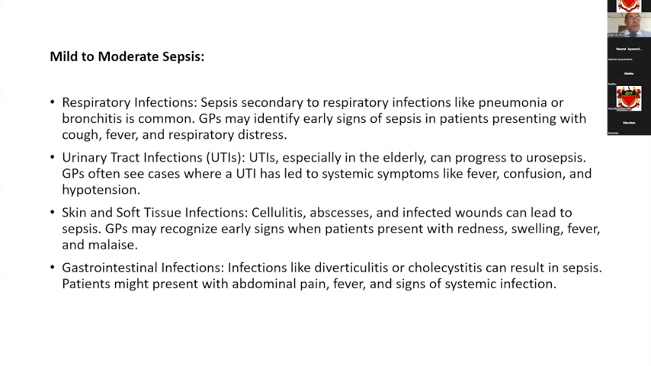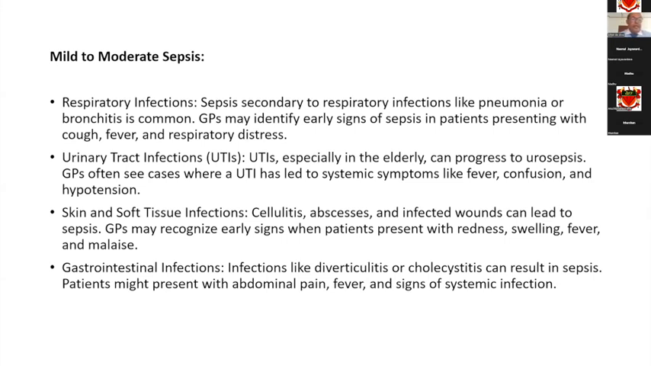And the other common presentations of illness are skin and soft tissue infections, like cellulitis, abscess, or infected wounds. We see these very much in the primary care setup. GPs tend to manage these mild to moderate cases, coming with redness, swelling, and malaise. But we always recommend that you give a very early review date so that you can keep track of the patient.